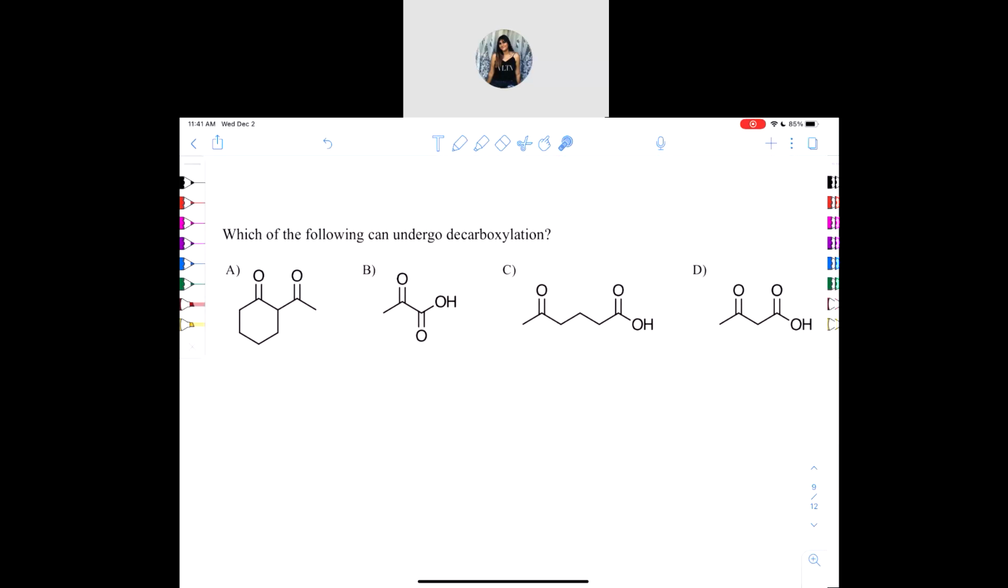So the question is, which of the following can undergo decarboxylation? So please remind me, what do we need in order to undergo decarboxylation? Yes, we need at least one carboxylic acid.